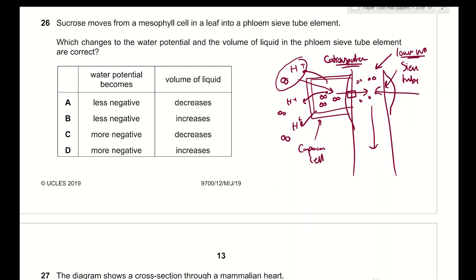Water potential, as you said, decreases. And if it decreases, this means it's more negative. Less negative is a higher water potential, so this is incorrect. Now, volume of liquid: we just said that because there's a lower water potential, water would move in by osmosis. Therefore, the volume would increase. And the answer is going to be D.